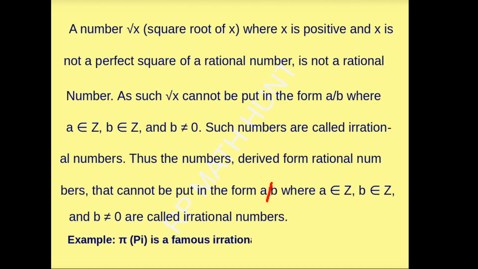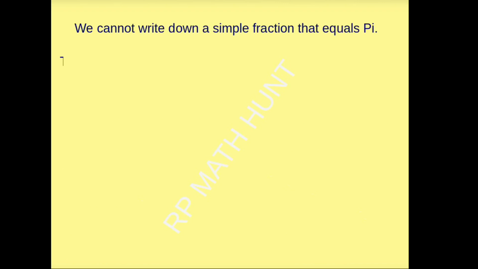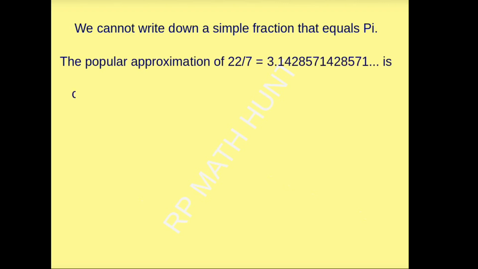Pi is equal to 3.1415926535897 93288462264, etc., and more. We cannot write down a simple fraction that equals pi. The popular approximation of 22 by 7 is 3.1428571 42857, which is close but not accurate.